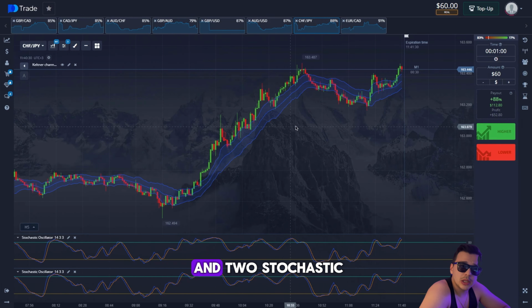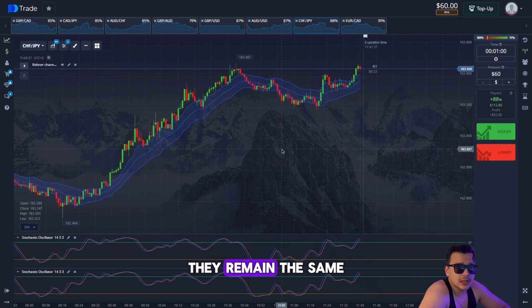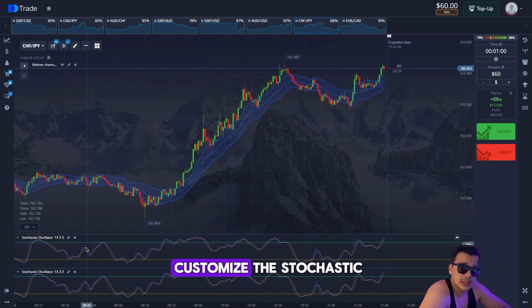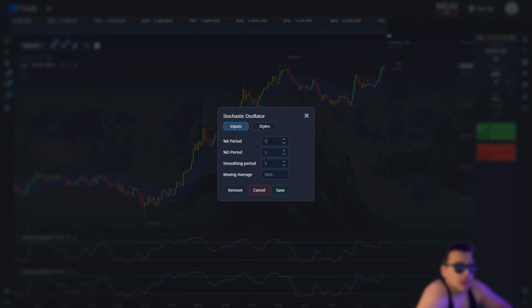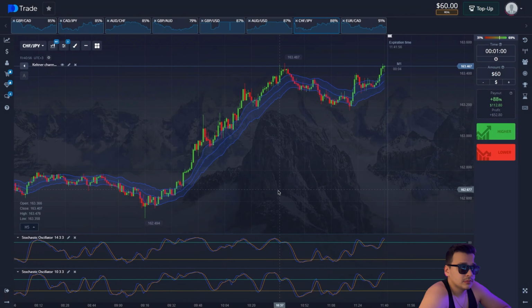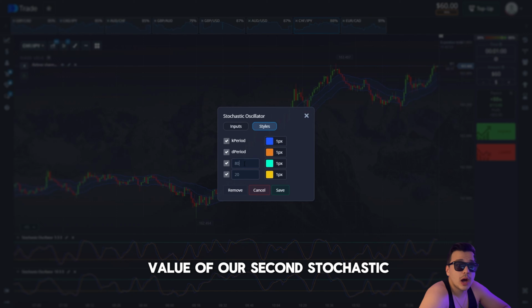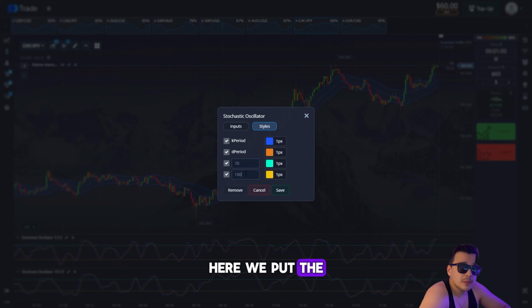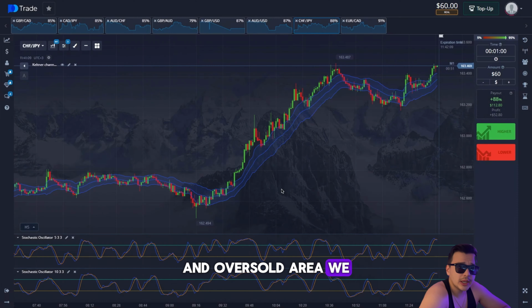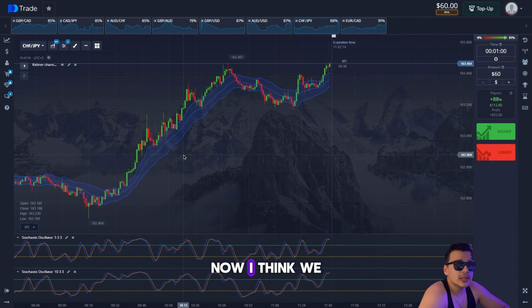Today they are the Keltner channel and two stochastics. We'll not change the Keltner channel settings, they remain the default settings, and we will only customize the stochastic. On the lower stochastic, let's choose a period of 10, and we'll leave the overbought and oversold area at 70 and 30. We have changed the value of the first stochastic. Now we change the value of our second stochastic. Here we put the period 5, and the overbought and oversold area will also be 70 and 30. Okay, indicator setup is complete. Now I think we can start trading.